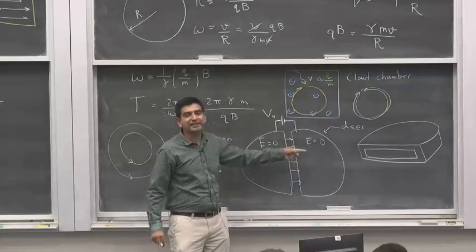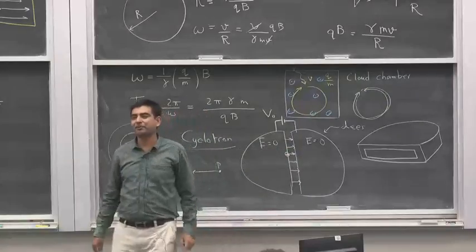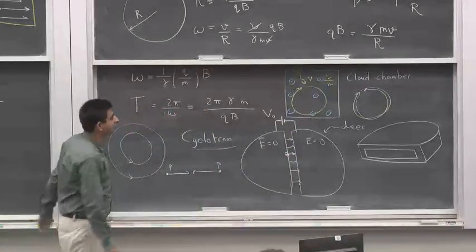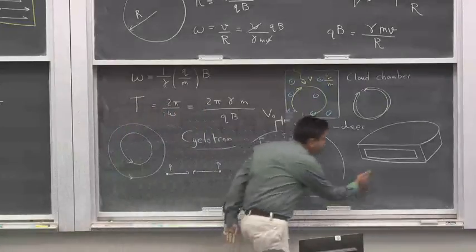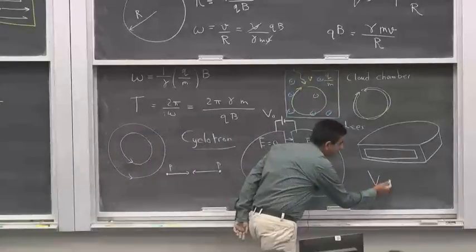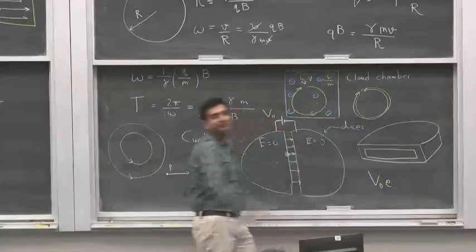So its potential energy is going to decrease. It's going towards a negatively charged plate. Its kinetic energy is going to go up. How much is the kinetic energy going to go up? It's going to go up by V naught into the charge on a proton, which is e.